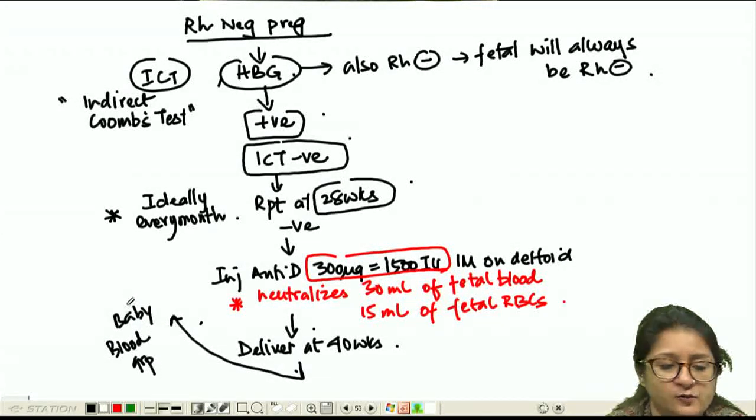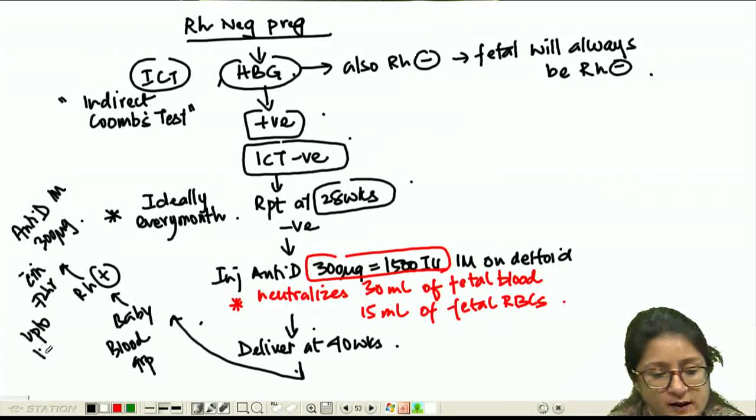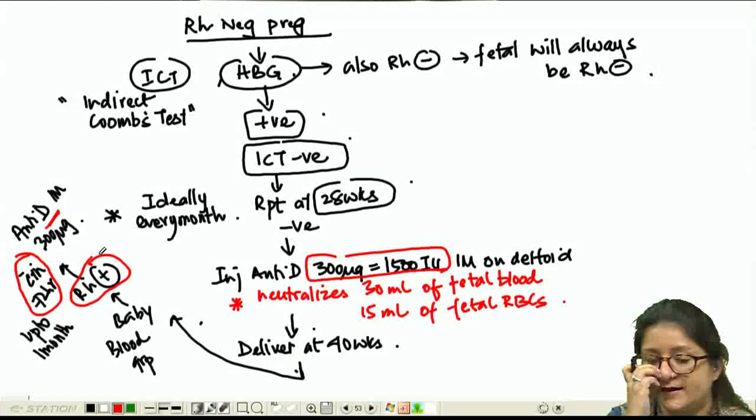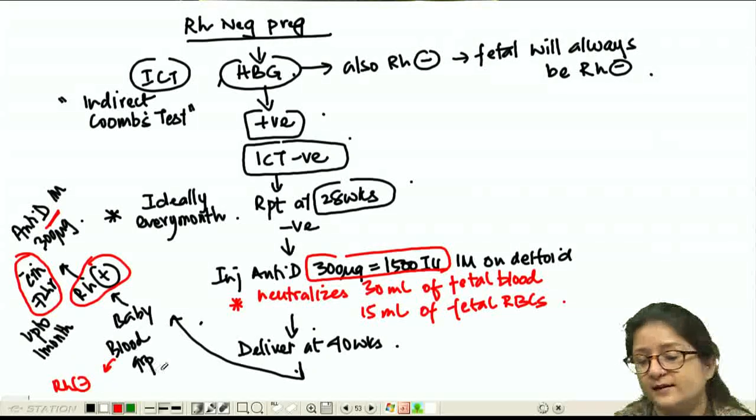If the baby blood group is Rh positive, then again anti-D needs to be given. Anti-D needs to be given IM 300 microgram full dose, and this should be given ideally within 72 hours, but it can be given up to 1 month. Ideally it should be given within 72 hours after delivery of an Rh positive child. If the baby blood group is Rh negative, then nothing needs to be done.